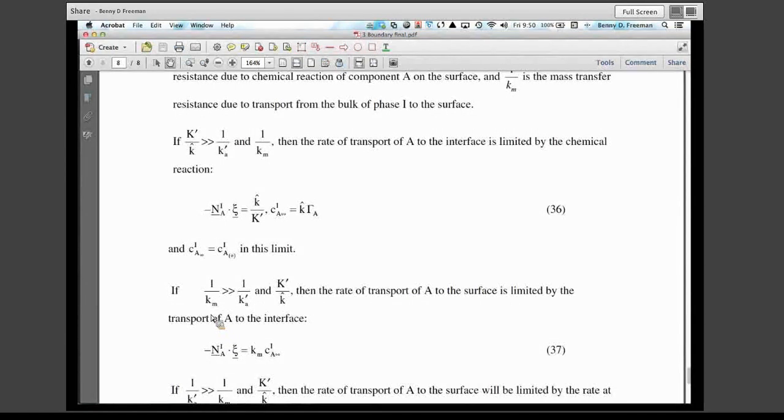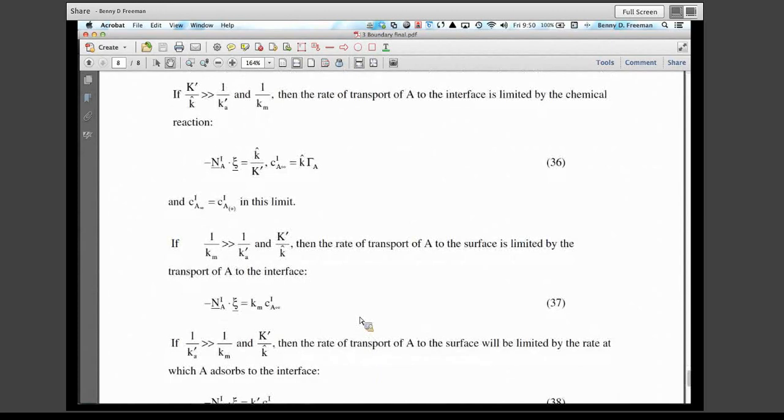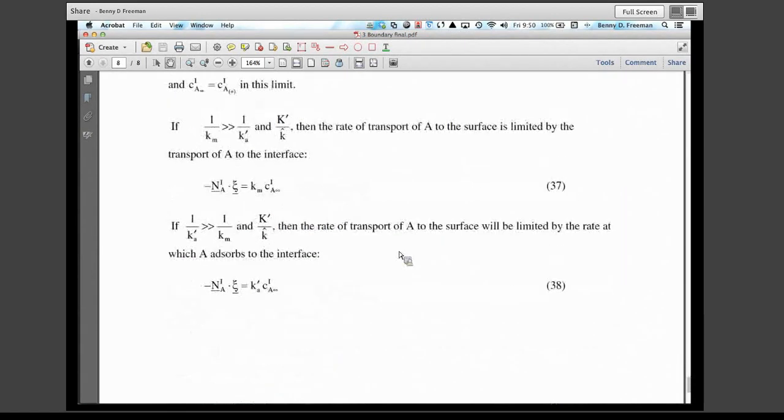Now, if the mass transfer through phase 1 to the surface is limiting relative to adsorption and the chemical reaction at the surface, then the flux depends essentially only on the mass transfer through the fluid phase to get to that surface. And the third case is, of course, if the adsorption is slow relative to convective mass transport and chemical reaction, then the flux becomes dominated by the rate of adsorption.